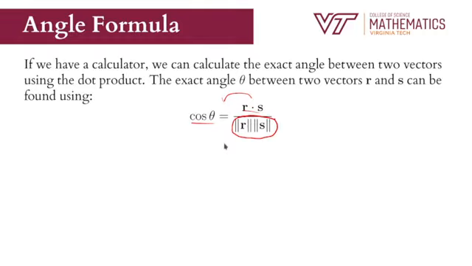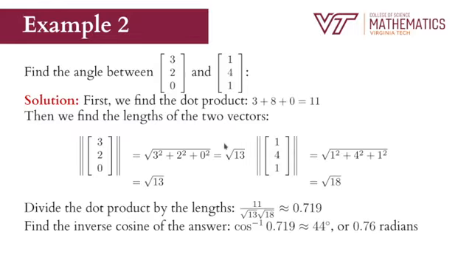We'll do an example of that in this slide right here. Let's find the angle between these two vectors here, 3, 2, 0 and 1, 4, 1. So the first thing we'll do is calculate their dot product. 3 times 1 is 3. 2 times 4 is 8. And 0 times 1 is 0. When we add those together, we get 11. That will be the numerator in our product.